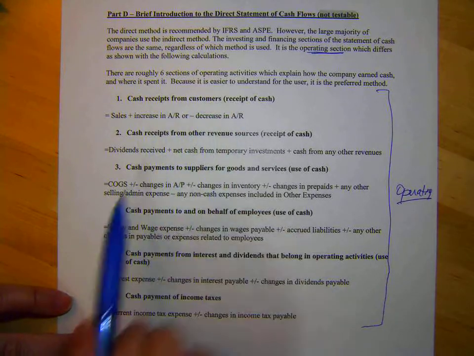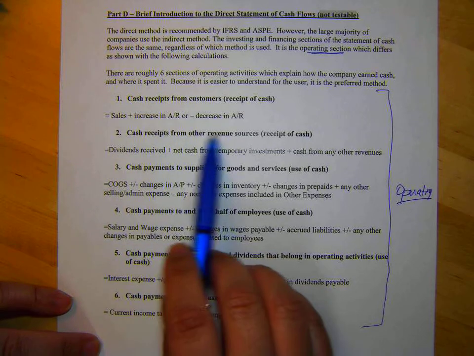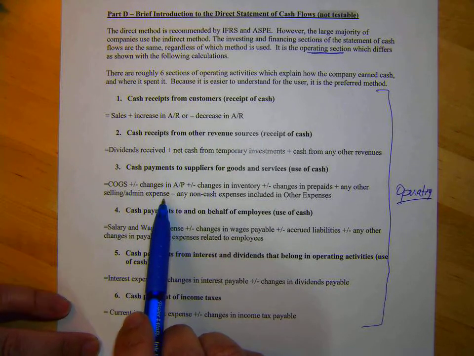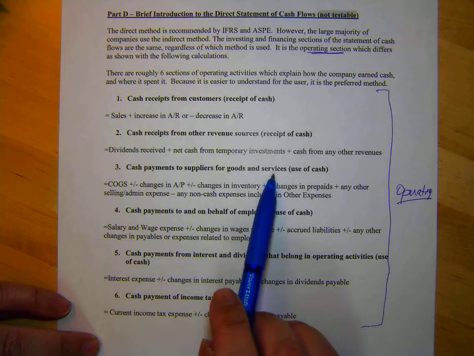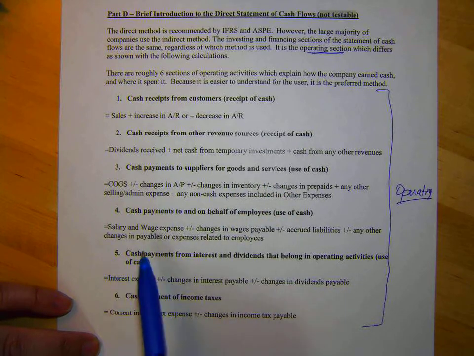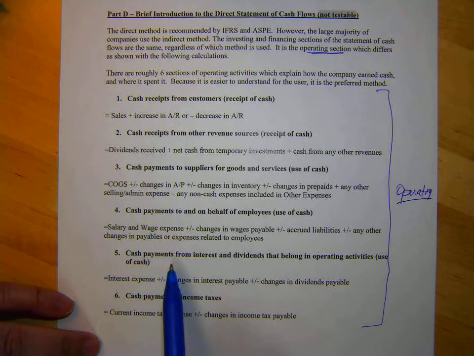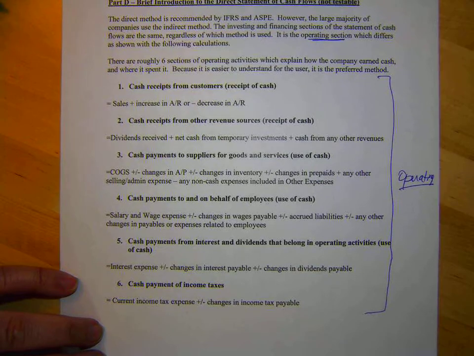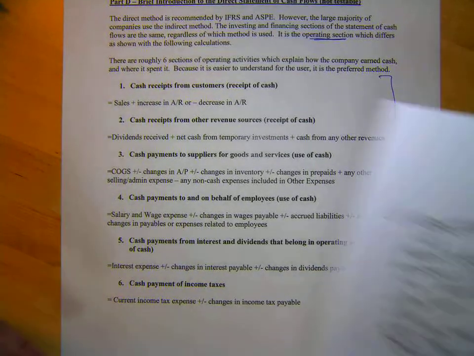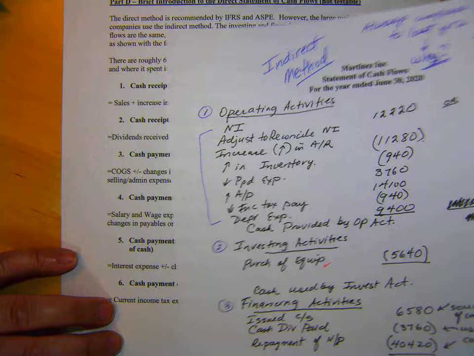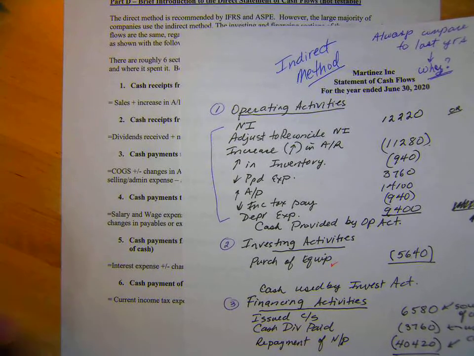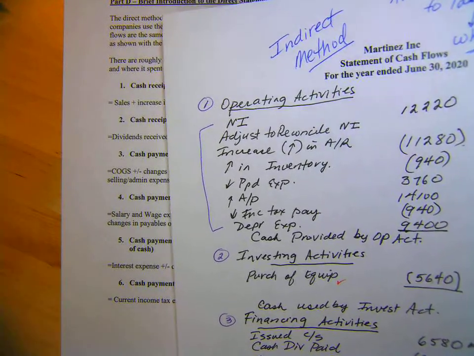Cash receipts from customers. Cash receipts from other revenue sources. Cash payments to suppliers for goods and services. Cash payments to employees. Cash payments from interest and dividends that belong in the operating activities. And cash payments of income tax. Right? That makes a heck of a lot more sense, even to us that know accounting. Increase in inventory, like explain why an increase in inventory is subtracted from net income.